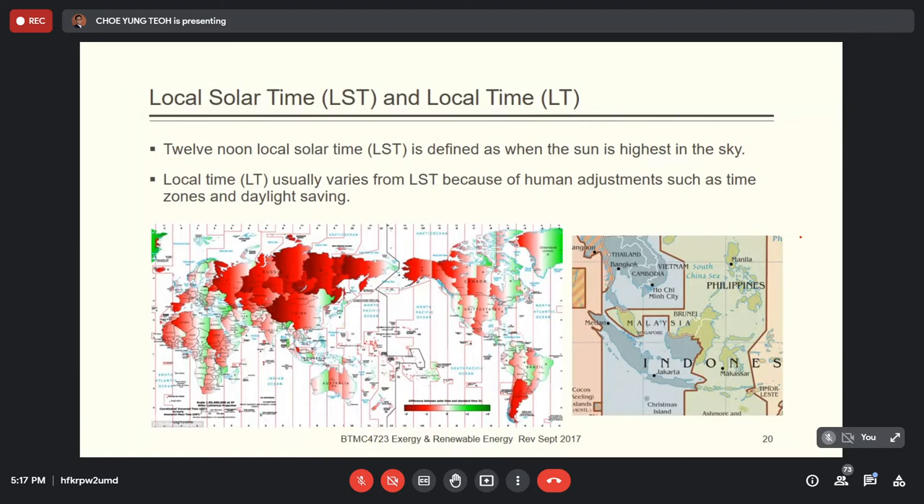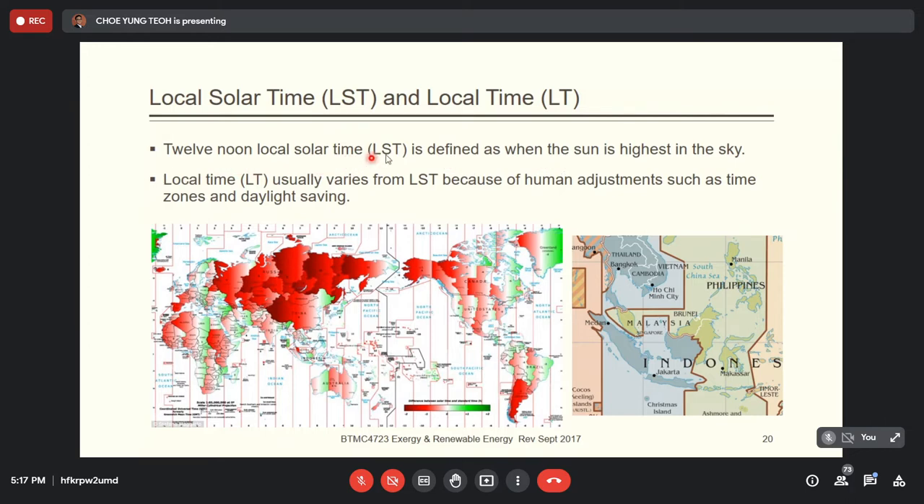Okay. So you can see why they want the standard form, they call it local solar time, because this solar time is different from location to location. So it's a localized value. But I'm just afraid that you are confused. This one local, this one also local. So we call it solar time and local time in the future. But in short form, we still write LST as solar time and LT as local time.